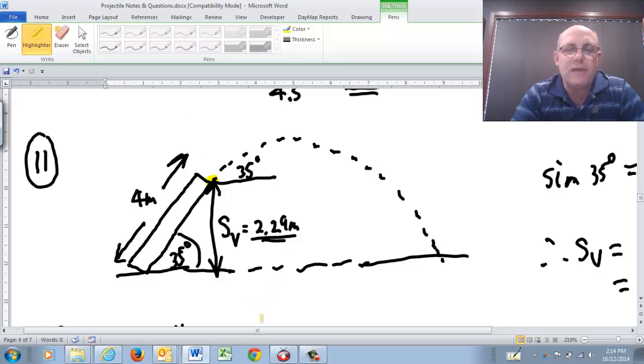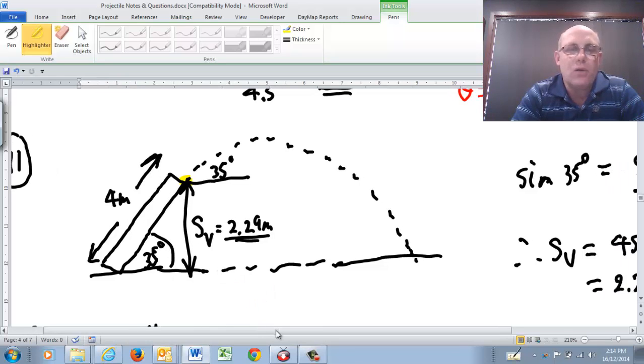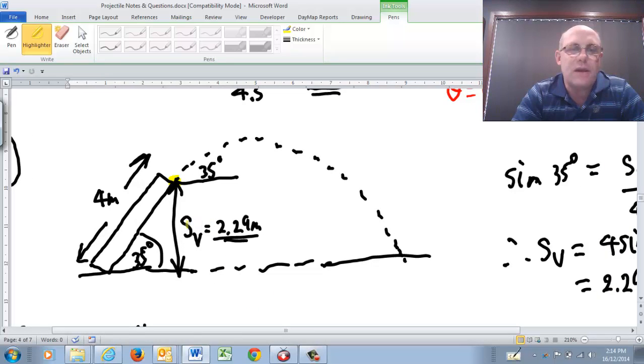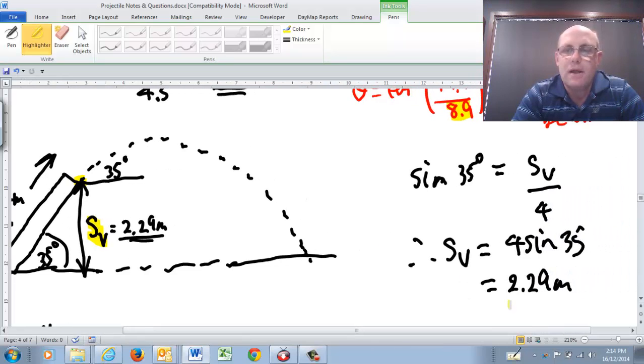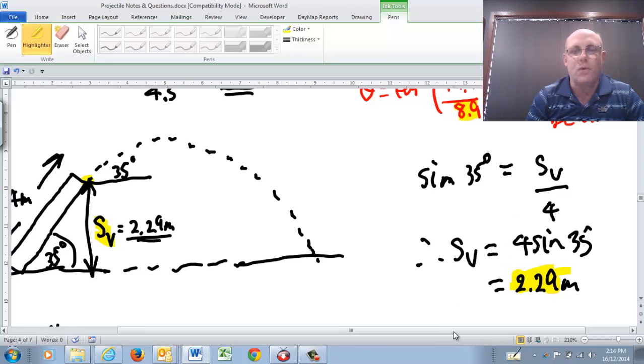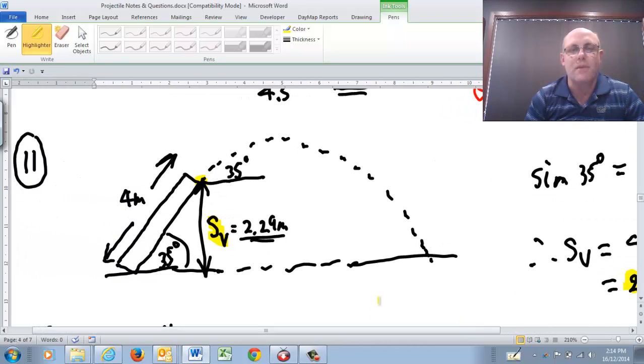If we think of some basic trigonometry, we could work out this height by using the hypotenuse and the opposite side, so we'd be using sine. Sine of 35 gives you the launch height of 2.29 metres. So that's the first thing. You wouldn't have seen that before, and that's the sort of different thing you might come across when you're doing questions.